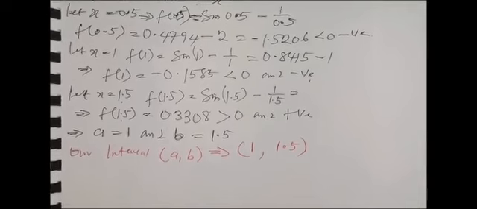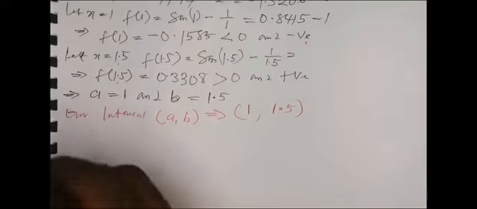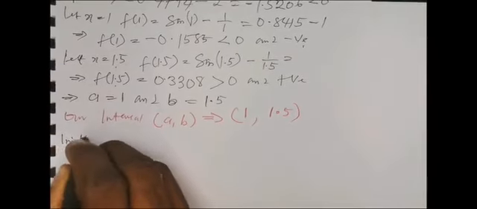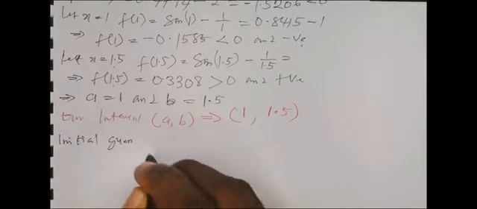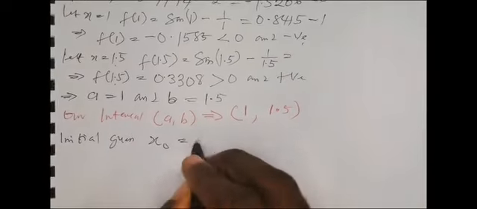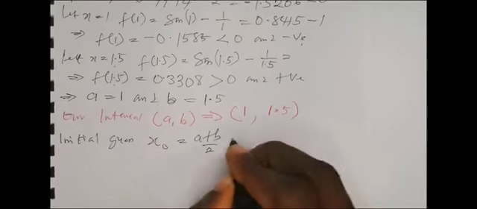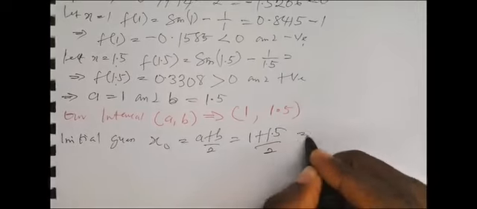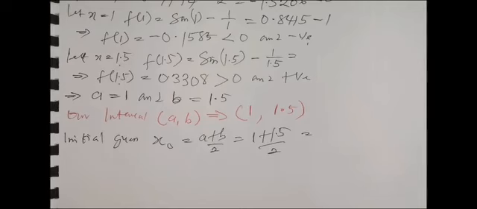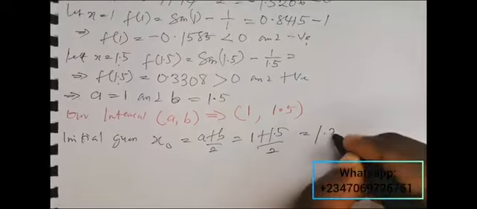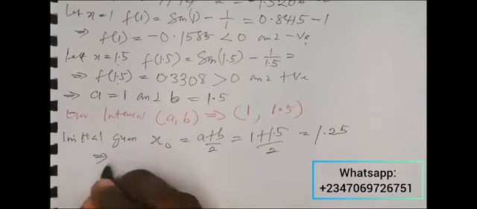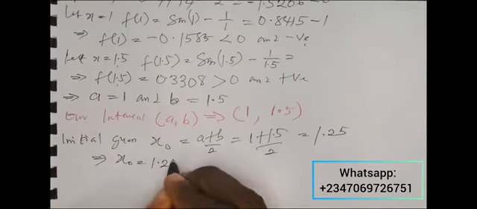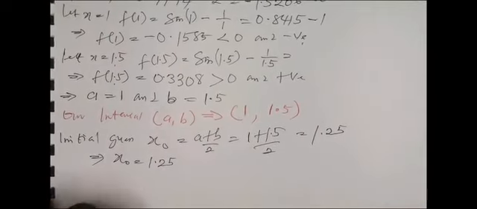Now, having found the interval, we find the initial guess. The initial guess is labeled x0 and is taken simply as a plus b divided by 2. In this case, a is 1, so 1 plus 1.5 divided by 2. I'll punch everything together: 2.5 divided by 2 gives us 1.25. So this simply implies our x0 equals 1.25. Now let's begin the first iteration.